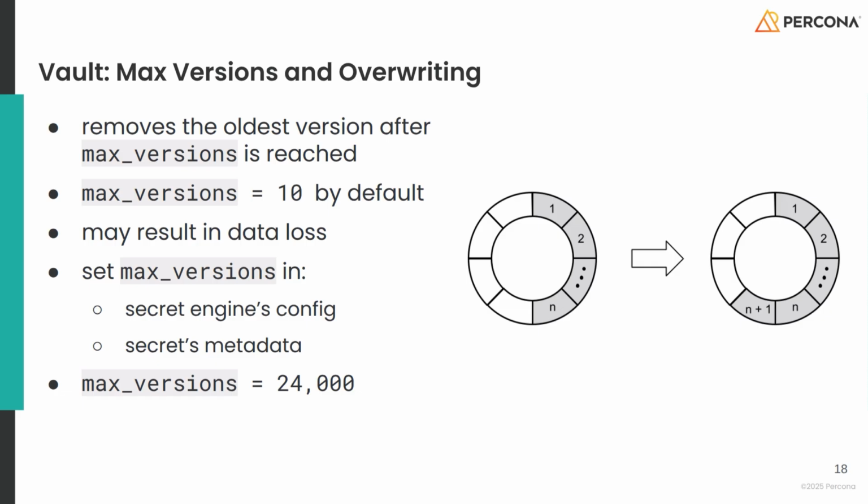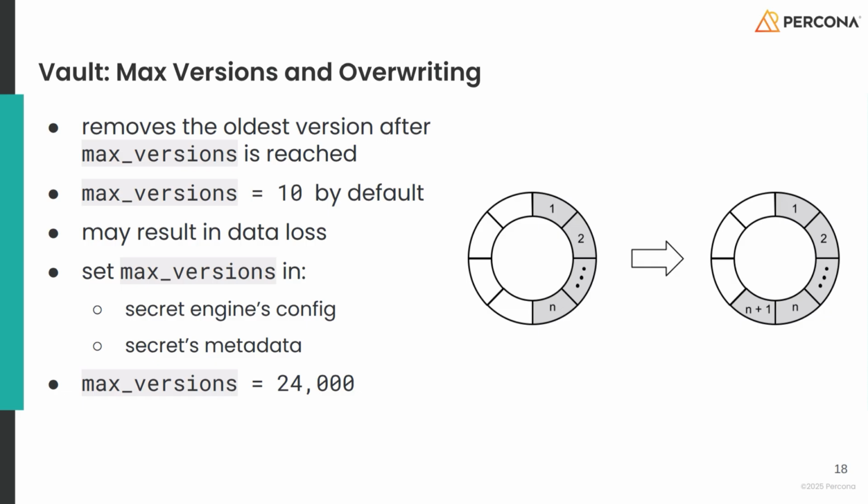and the danger comes from the fact that this parameter is only 10 by default. That means that adding the 11th version will remove the first one. And if the key stored in that oldest version is still in use in a particular node, that means data loss, because we can't decrypt the data anymore.